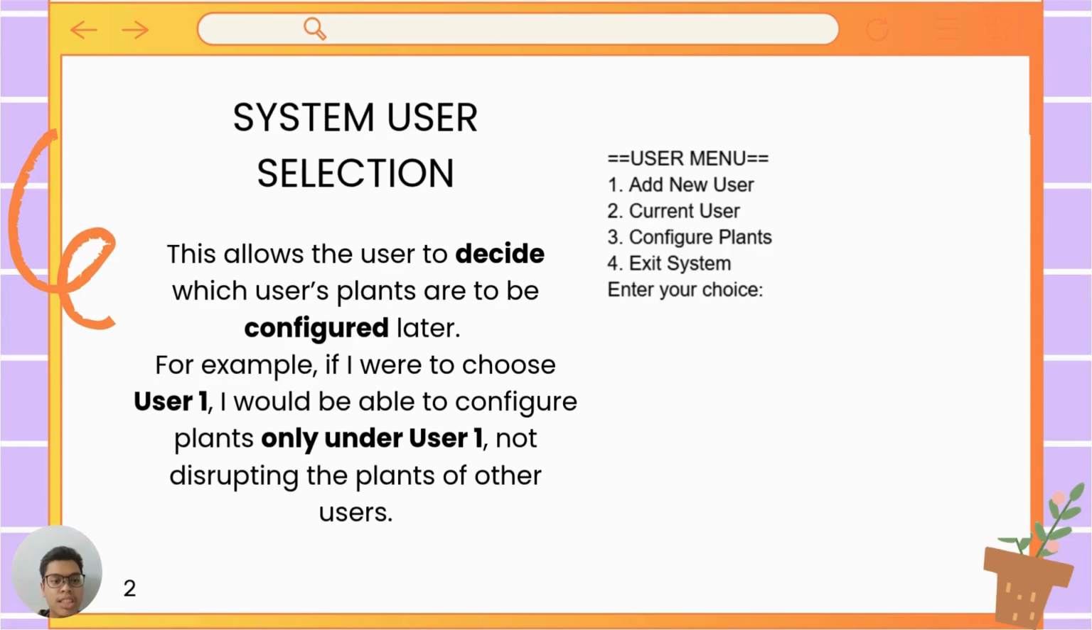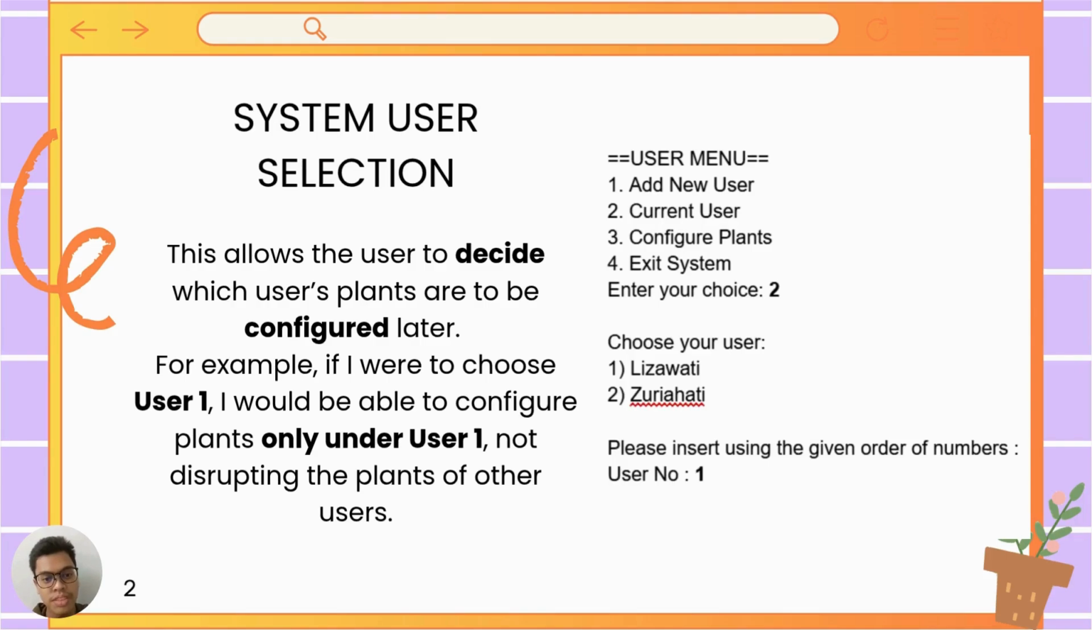Moving on is the second choice, which is current user. That is the system user selection. This allows the user to decide which user's plans are to be configured later. For example, if I were to choose user 1, I would be able to configure plans only under user 1, not disrupting the plans of other users. I'm just going to show the sample output so you can understand more easily.